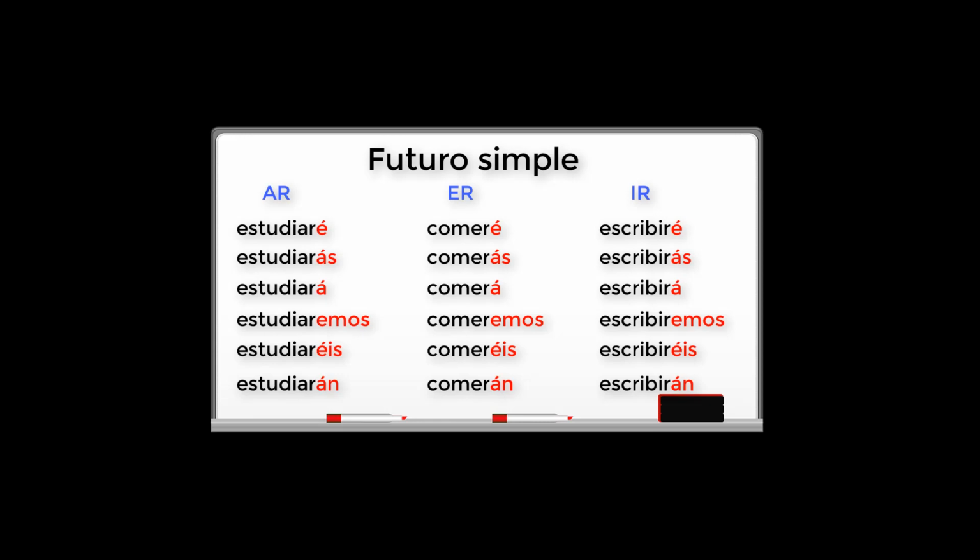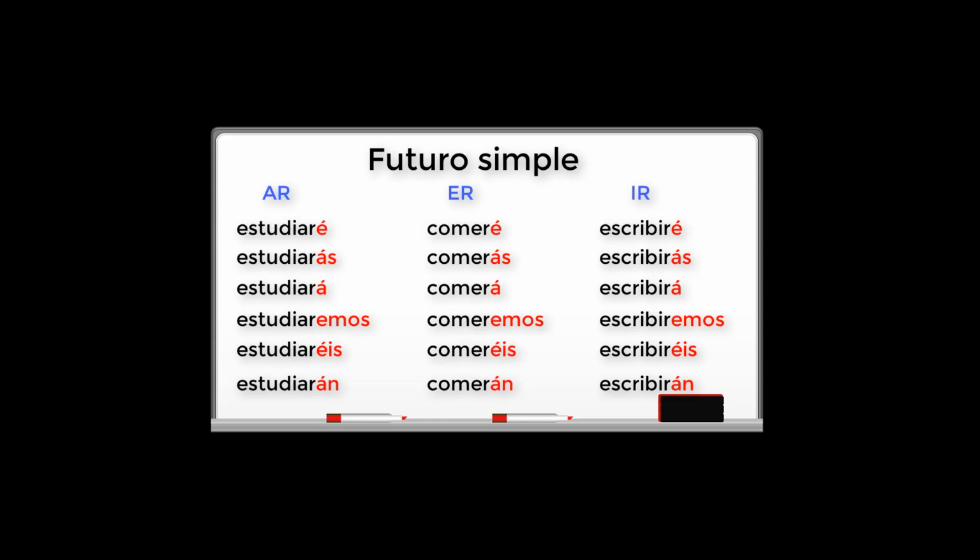As you can see, they all have the same terminations. That's why futuro imperfecto is not that difficult to memorize. You use the infinitive plus the same termination for all ar, er, or ir verbs.